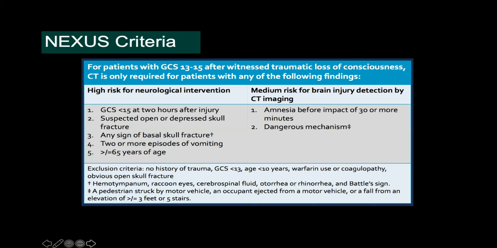It's for patients with a GCS of 13 to 15 after a witnessed traumatic loss of consciousness. And when is CT necessary here? It's for those who are high risk for neurologic intervention or those at medium risk for brain injury with detection by CT imaging. And this is very sensitive, so something to be very aware of.